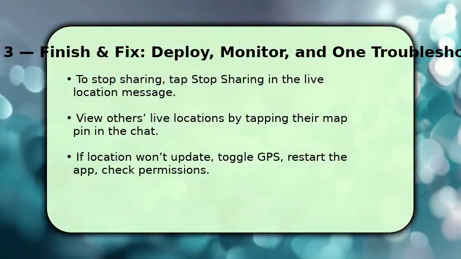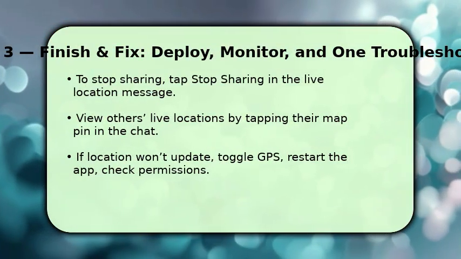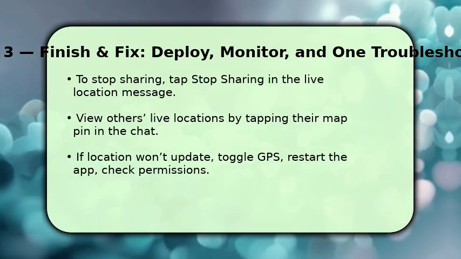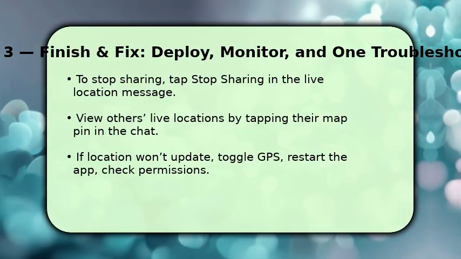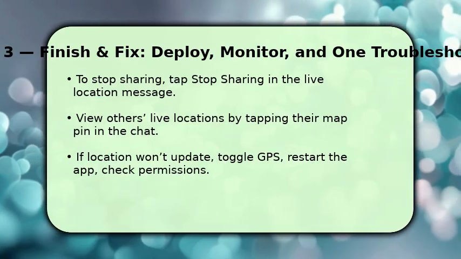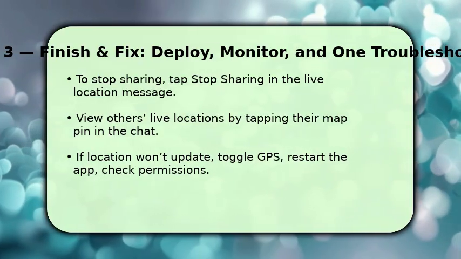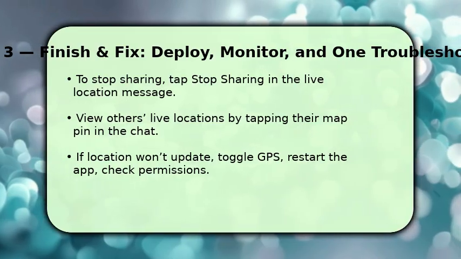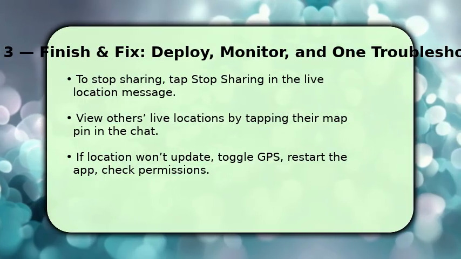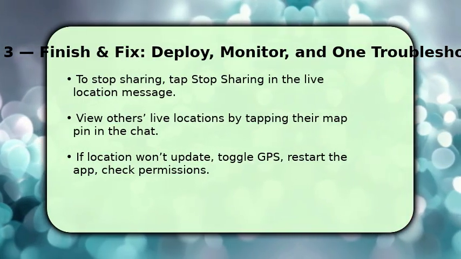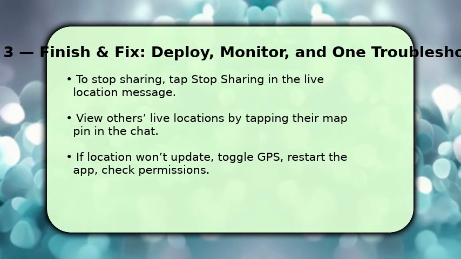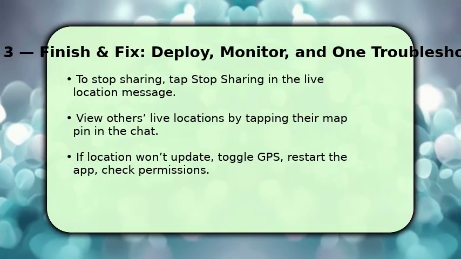Finish by managing and verifying the shared location. To end sharing, tap Stop Sharing on your live location message. This immediately halts updates. You can also tap any map pin in the chat to view someone else's live location in real time. If the location fails to update, troubleshooting helps. Toggle GPS off and on, restart Messenger, and recheck app permissions. These steps restore accurate tracking. If problems persist, reboot the device and ensure background app refresh is enabled before trying again.